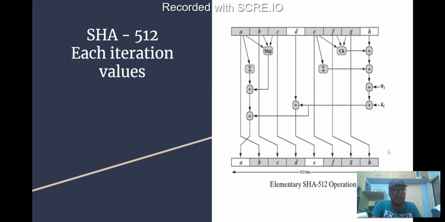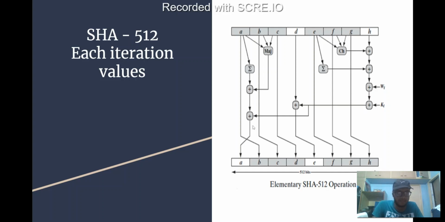Now, there are changes in A and E. To get A for the next round, you add the previous round's A with the majority of A, B, and C, that is the maximum number of A, B, and C. And then you add this, and this is a composite of KT. KT is nothing but the key of the Tth round, that is K0 or K1. Now, if you add these three, you will get the value of A for the next round.